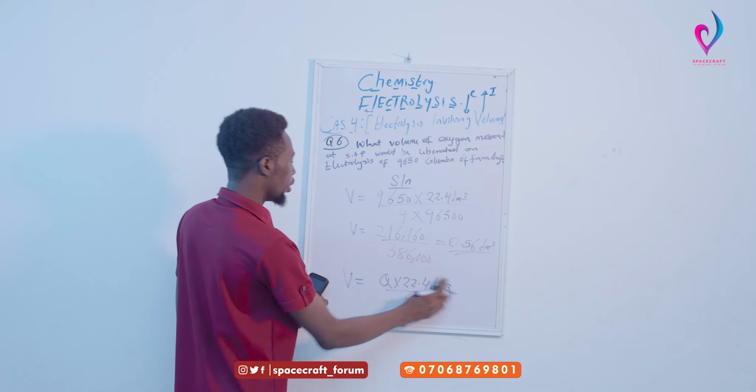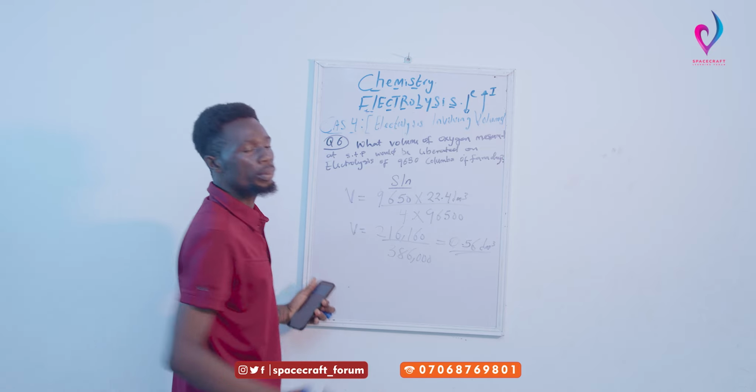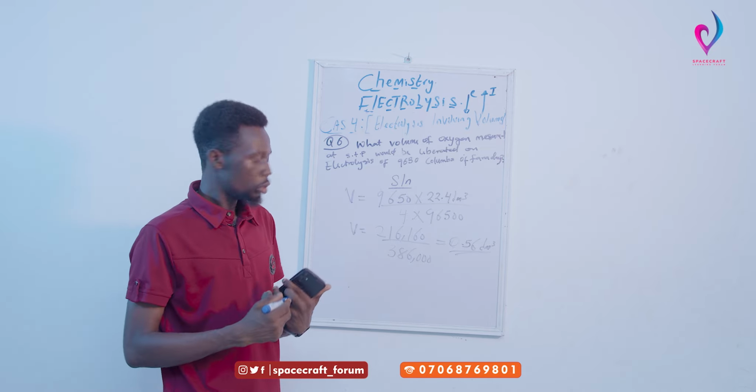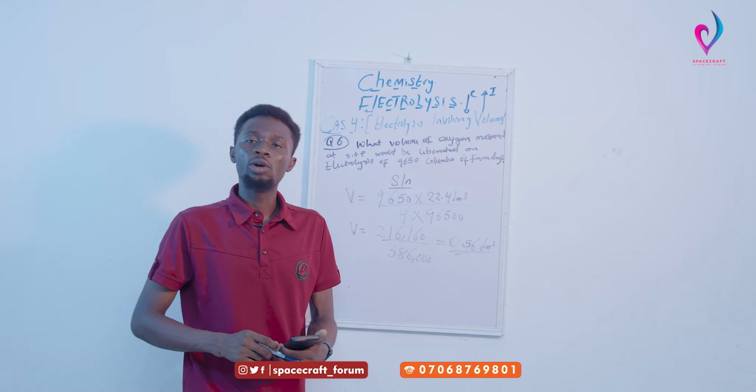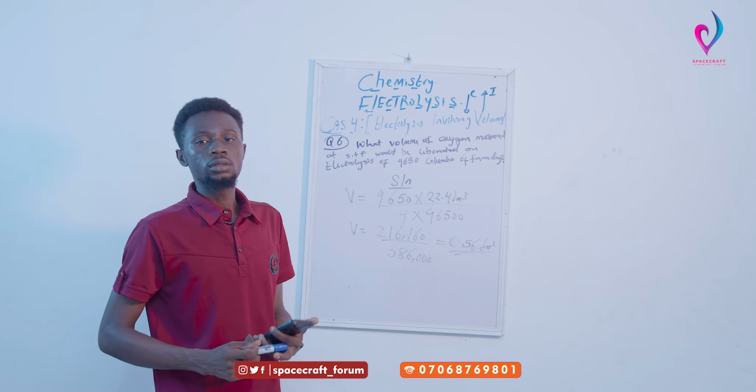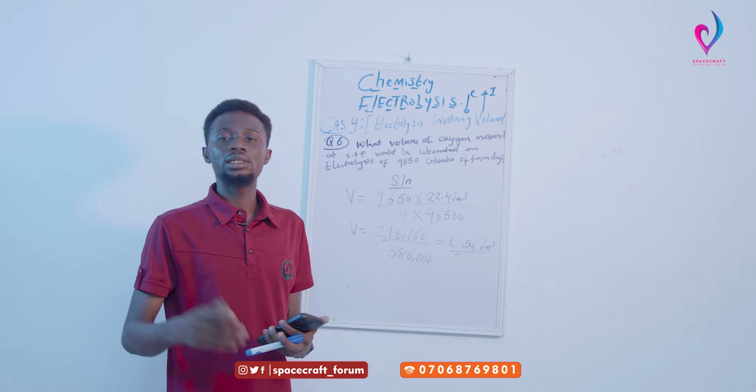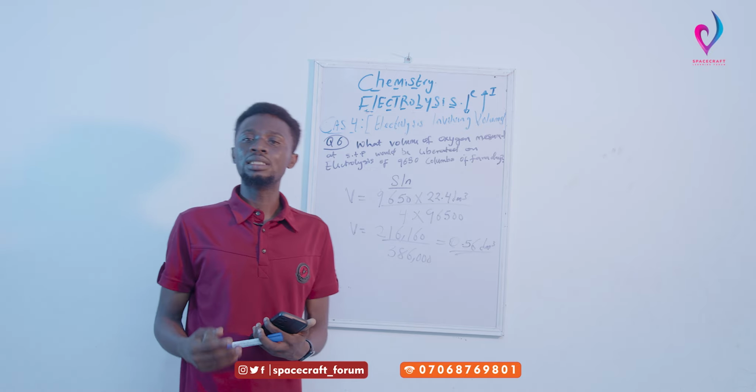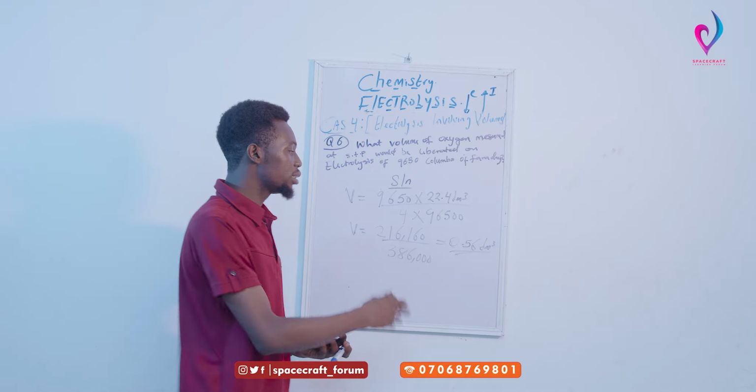The volume of the gas here is 0.56 dm³, which is also the same thing as 0.56 liter, since we know that dm³ is also known as liter. But in case your option is in centimeter cube, you can convert it to centimeter cube.